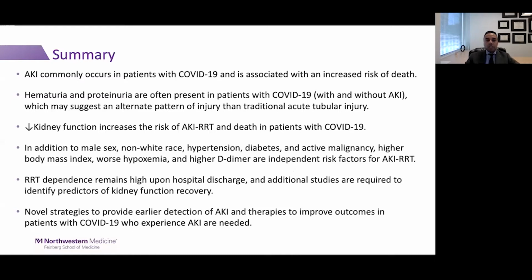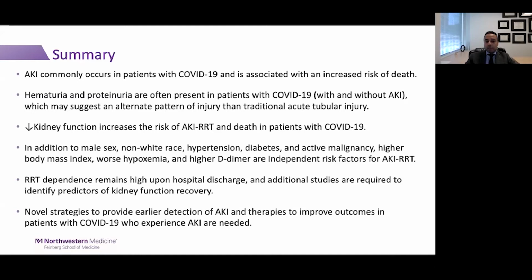Decreased kidney function increases the risk of AKI-RRT and death in patients with COVID-19. So in addition to other risk factors that have been demonstrated, higher body mass index, worse hypoxemia, and higher D-dimer appear to be independent risk factors for AKI in its severest form, those that need dialysis.